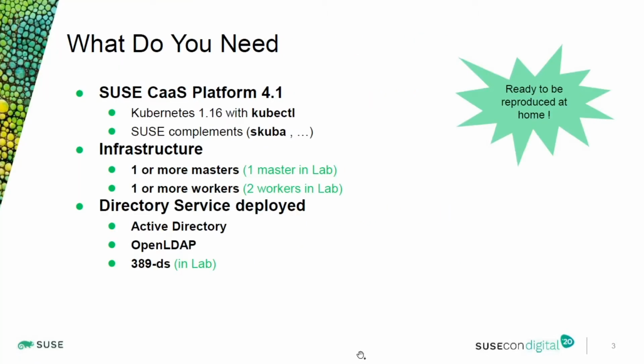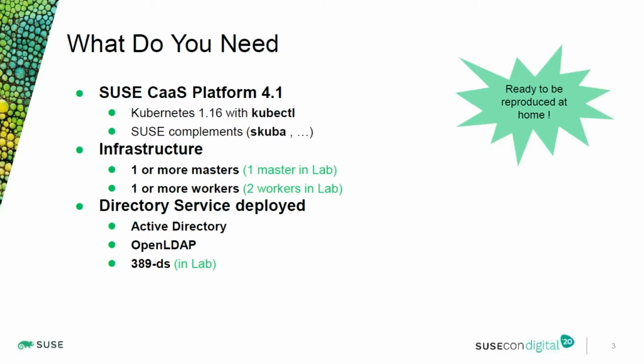So what do you need to implement that at home? You need a SUSE CaaS platform, for example, version 4.1, which brings you the Kubernetes 1.16 distribution and kubectl commands. SUSE complements that distribution with, for example, skuba command lines, as you can see in the lab, that will be used for the user plugin, with user login, and also multi-cluster bootstrapping, deployment, update, and upgrade.